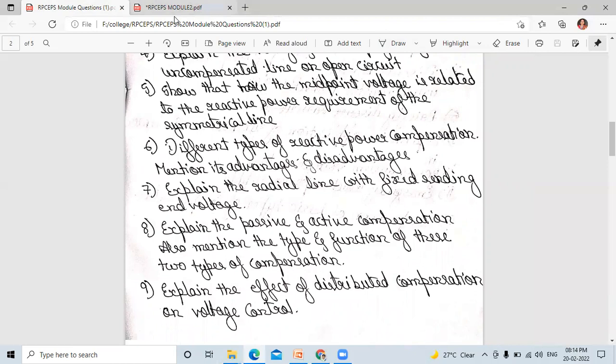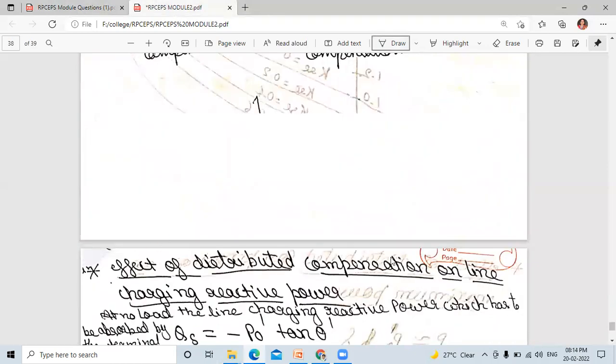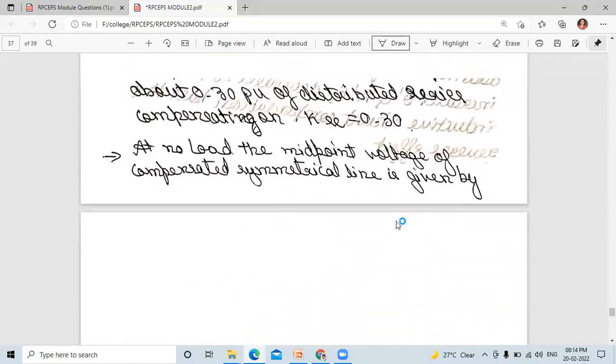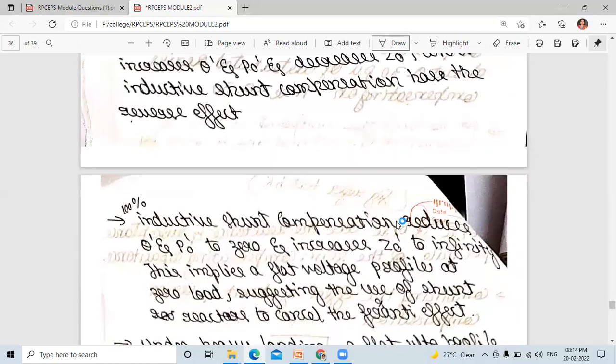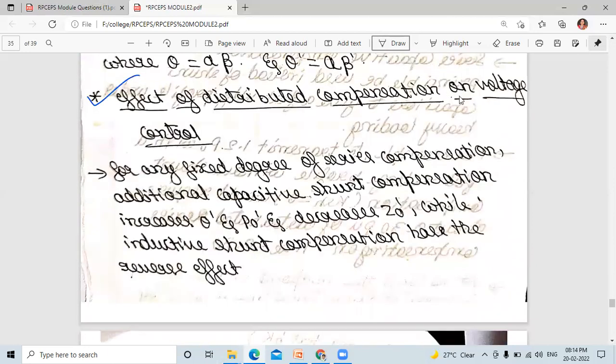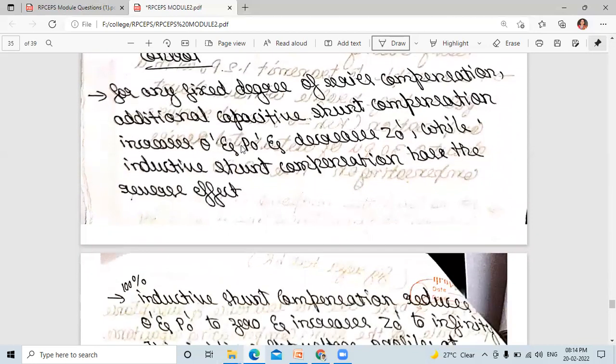Okay, next topic is the effect of distributed compensation on line charging. Line charging is different and voltage control is different. Don't confuse. Okay, you need to know what the heading is. Effect of distributed compensation on voltage control it is, and next is line charging.